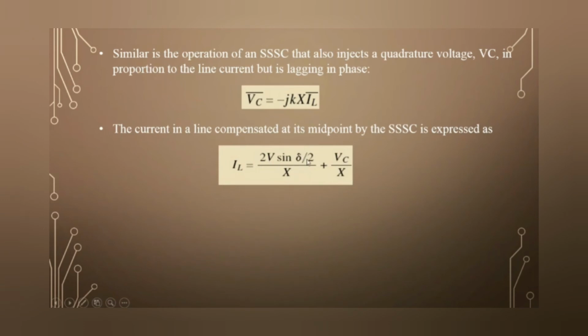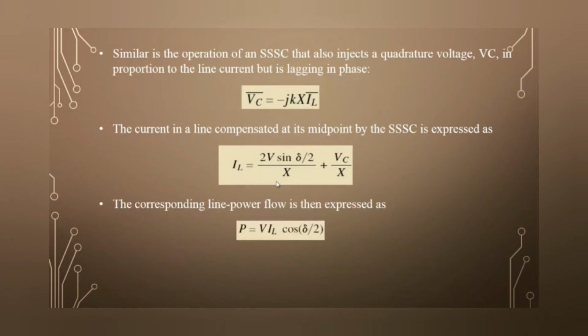Why is it delta by 2? Because it is calculated at the midpoint of the transmission line. Here V is the magnitude of voltage, and delta is the angular difference across the line. So the corresponding effective line power flow P is equal to V I_L cos(delta/2).